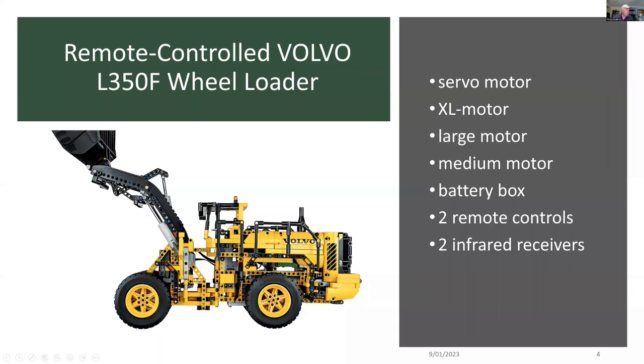Okay, so a little bit more on that loader. It includes in the model quite a number of motors. So you get a servo motor, an XL, a large, and a medium motor. So that's one, two, three, four motors. And to do all that, you get two remote controls and two infrared receivers. It's actually quite a lot to control. It takes a bit of skill. The advantage is that you can both move the loader on the ground, and you can also manipulate the bucket. So I've got one of those, and I don't have the skills manually, but if I use a computer, perhaps I can get the computer to do all the sequences.